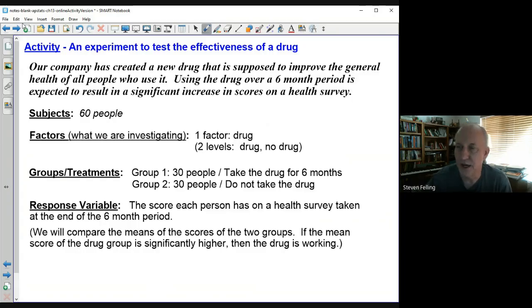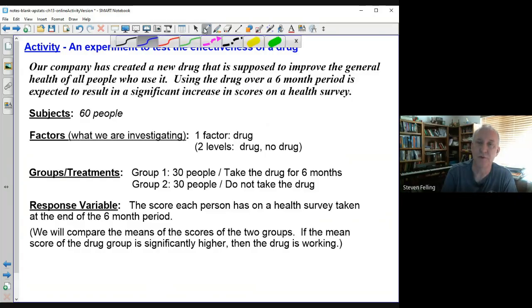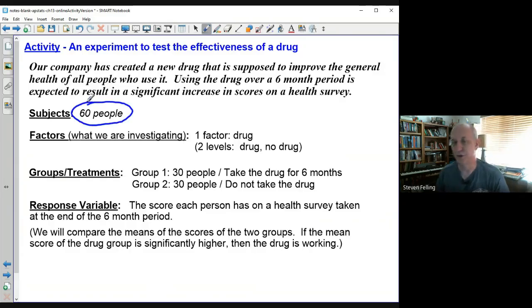So we have to decide how we're going to conduct the experiment. We have a lot of leeway in how to do that. So let's say that we feel that we can get by with doing this with just 60 people. So we're going to test this drug on 60 people. This is a very early trial. Of course, drugs are tested on thousands of people in the later stages of investigation.